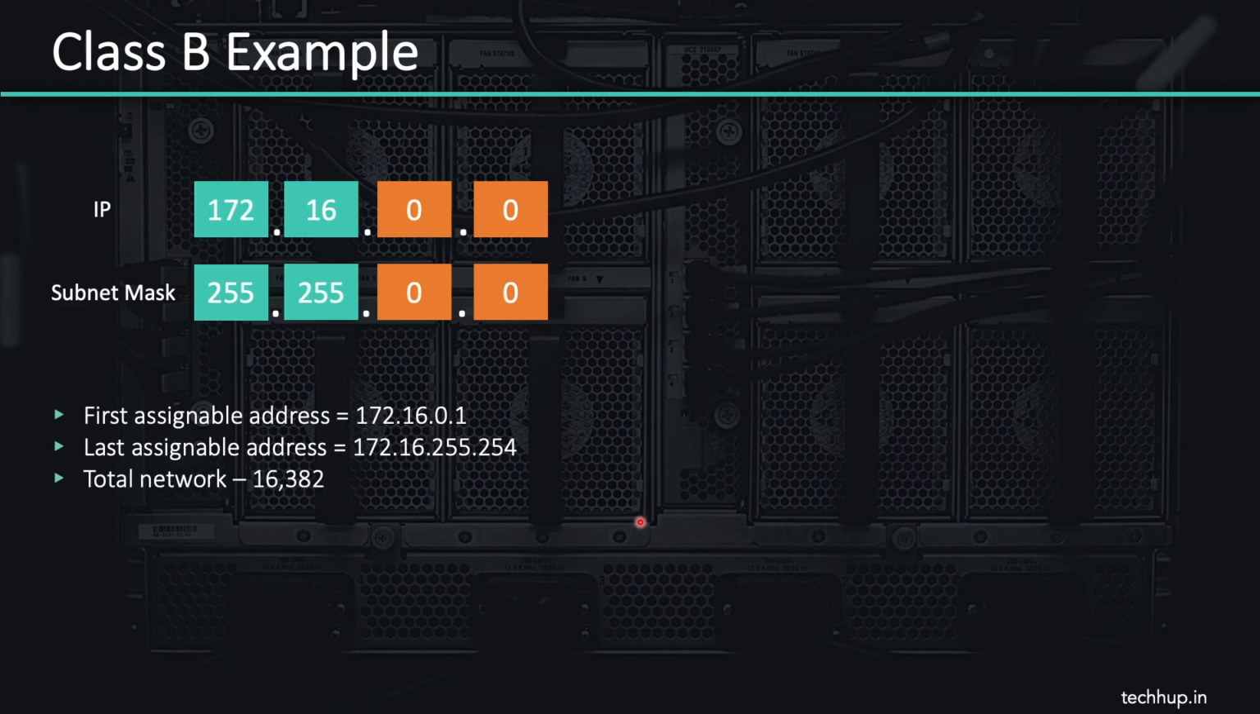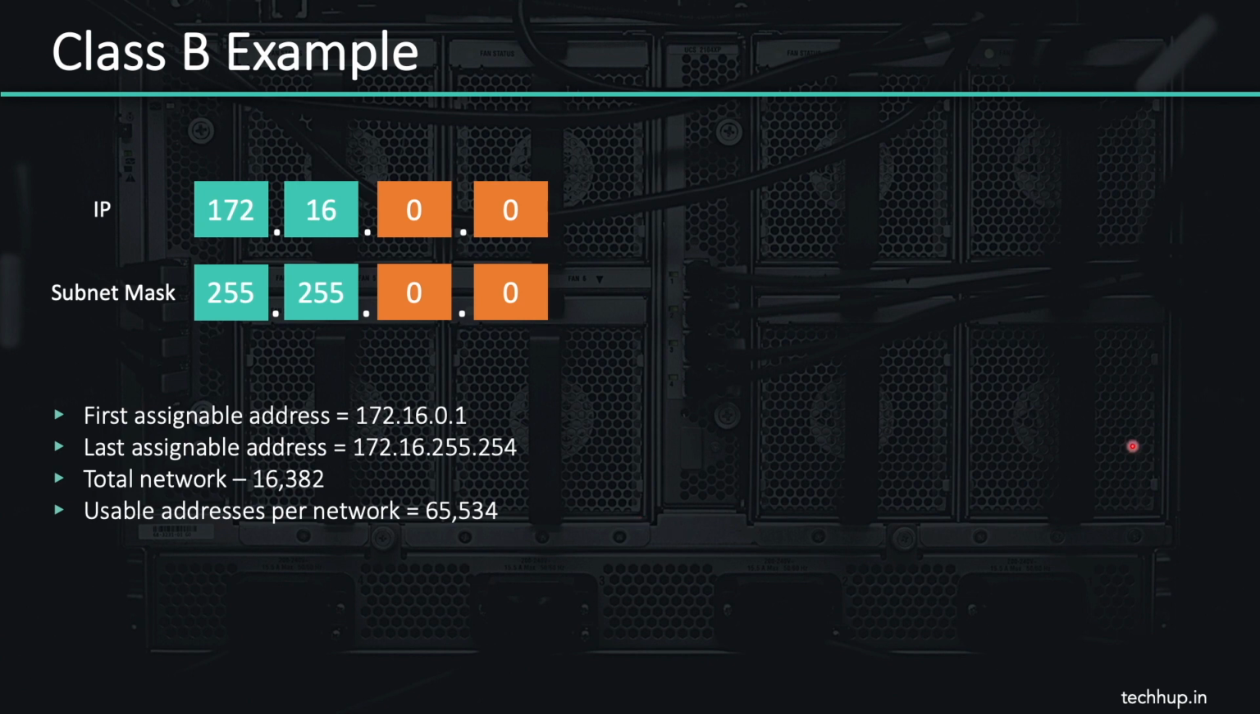So a lot more networks, and usable addresses per network have reduced now to 65,534. So you can see that while class A had a smaller number of networks and a huge number of host addresses, class B is a little more balanced, with an increased number of networks but a reduced number of host IDs per network.